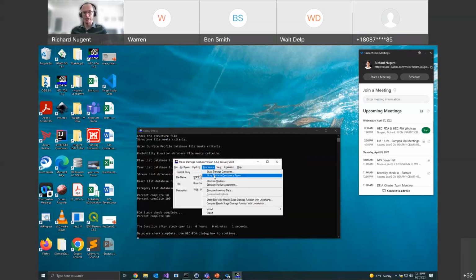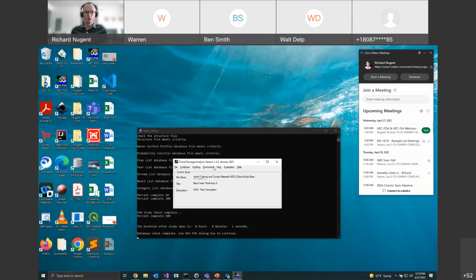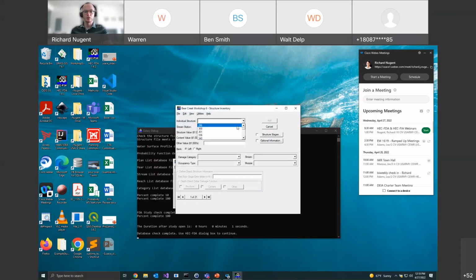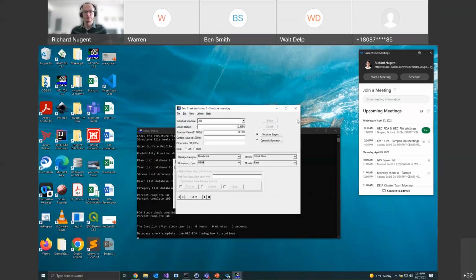We enter our occupancy types and damage categories under the economics menu. So we looked at this occupancy type user interface where we have the name, the description, the depth percent damage functions, the content to structure value ratio, and then our uncertainty parameters. Under the economics menu, we'll also enter our structure inventory data. So we have the structure ID, the station at which the structure is located, the structure value. We have the damage category, stream, occupancy type, and module, the structure stages as well. So we have entered the first floor stage here.